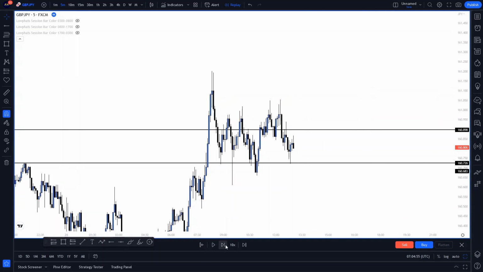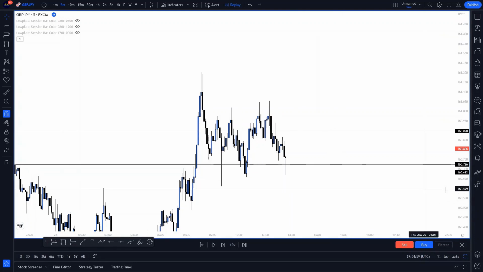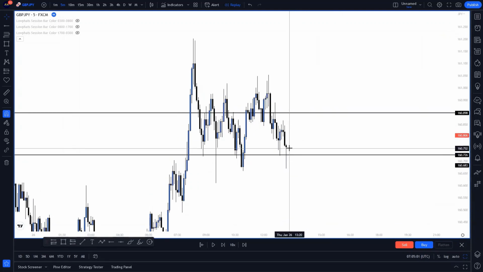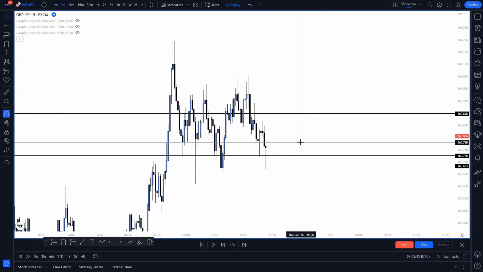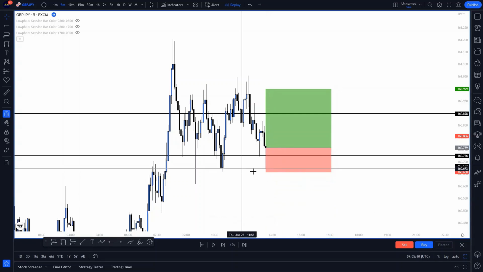The session opens, what does it do? It drops down into the zone, taps in and rejects like that. A long lower wick, a weak bearish body, we can definitely buy from this point. This is a definite sign of rejection. From this point, if you're buying, you'll stop just below the rejection candle in there.